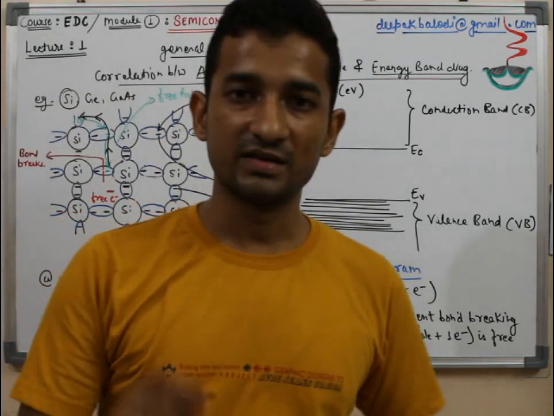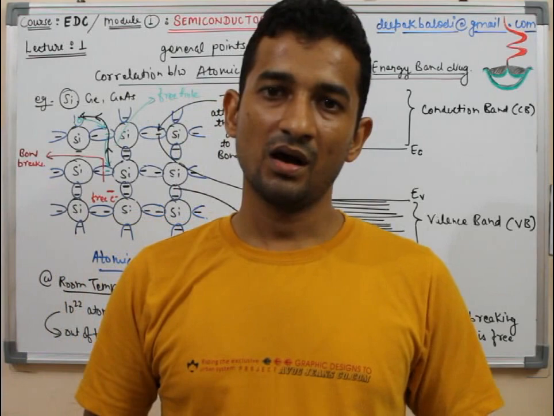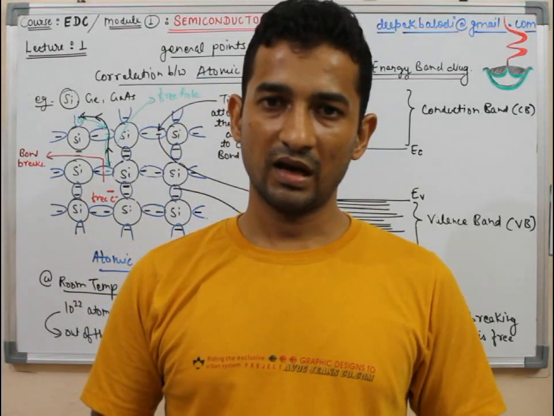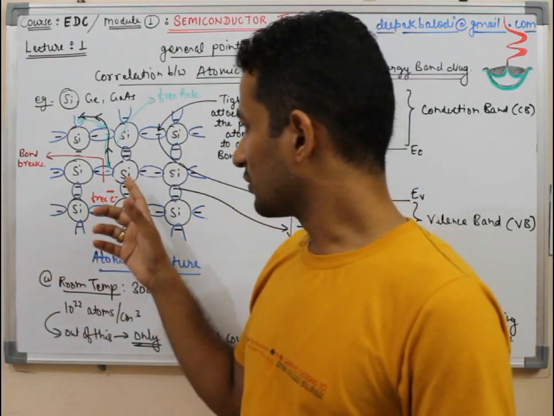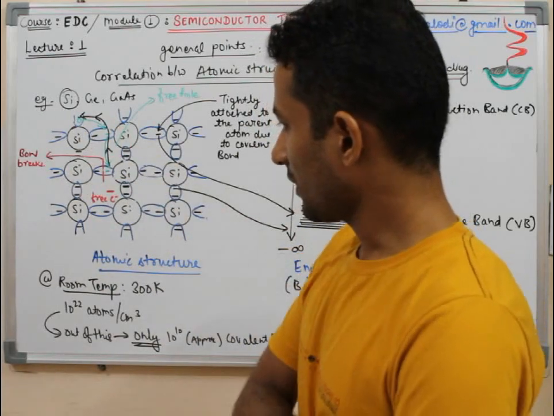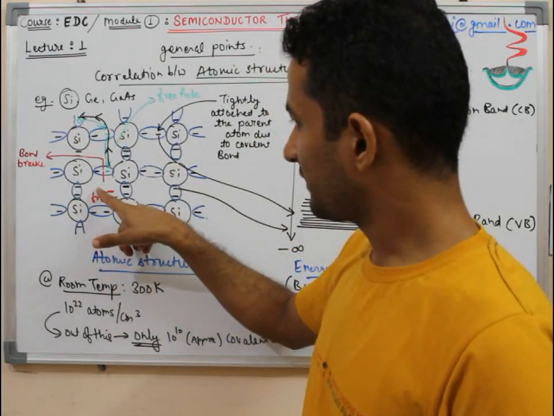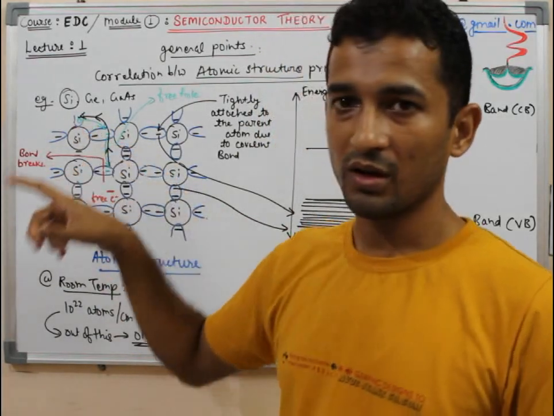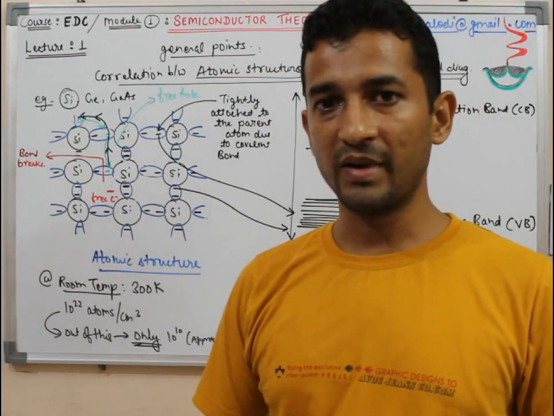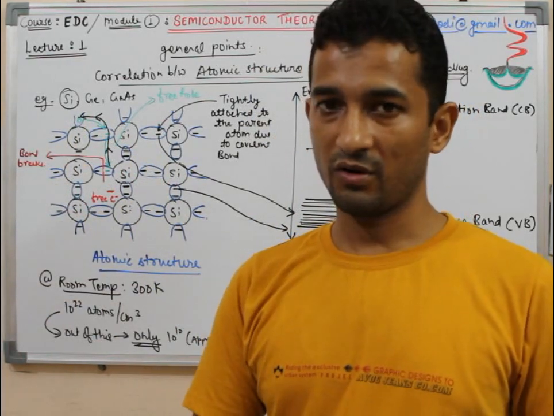So in this fashion, this free hole conducts the charge, or conducts the electricity or current. Therefore, this one free electron and one free hole are the result of breakage of one covalent bond.